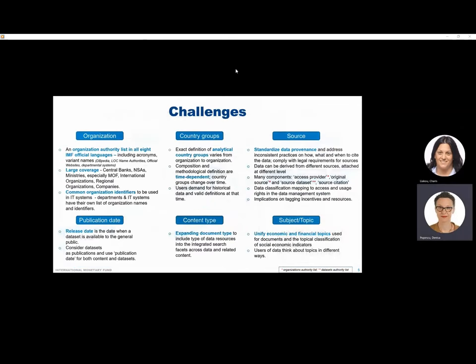As we are still defining pieces of the metadata, we thought it would be a good timing to share some of the challenges and get your feedback on whether there are practices and or standards that we don't know and we can learn from. First one is the organizations.